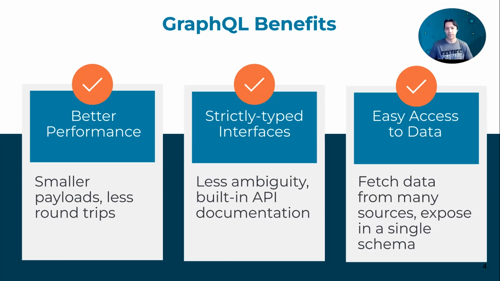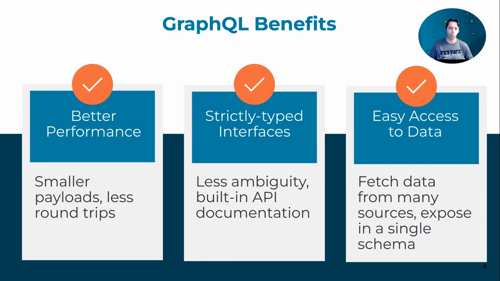A strictly typed interface in GraphQL means there's less ambiguity about what types you are dealing with, especially compared to REST and so on, where you would rely on human readable documentation to understand what kind of data is needed. You get built-in API documentation as a benefit of those strictly typed interfaces. And it's also easy to use GraphQL to fetch data from many sources. You can have a single schema where the fields are pulling the data from different data sources, and everything is exposed as one single schema.